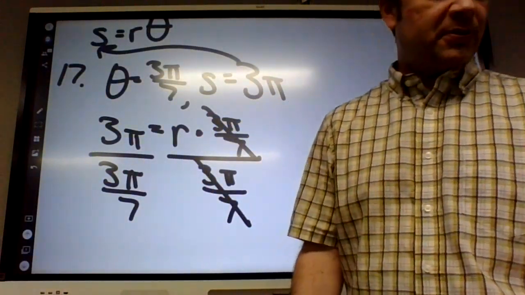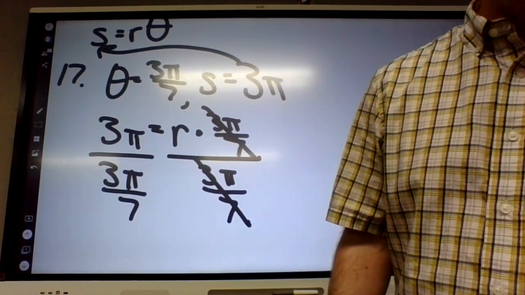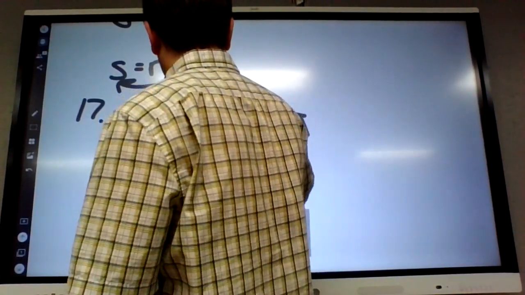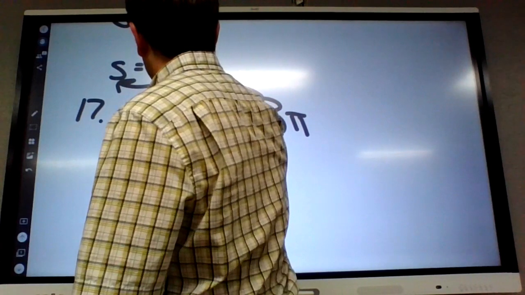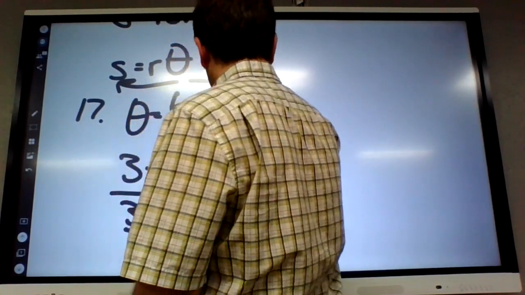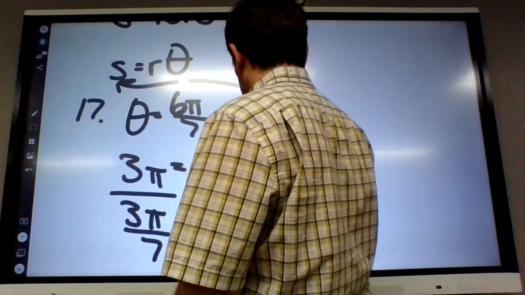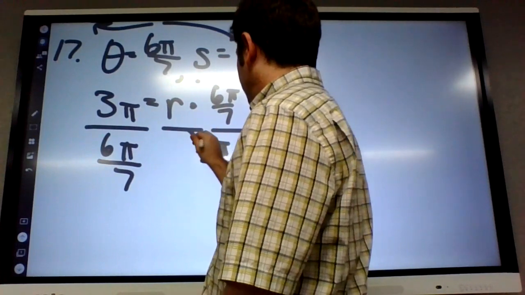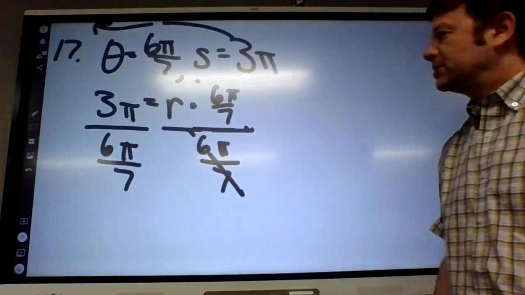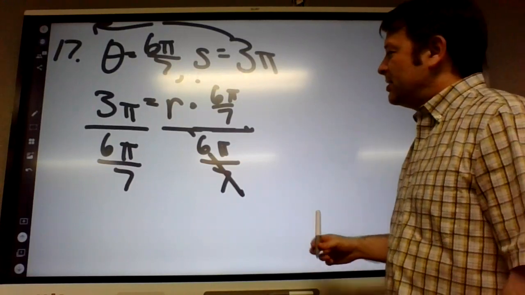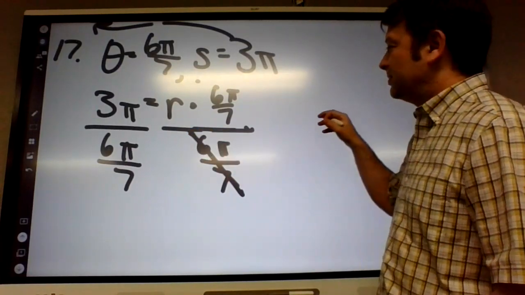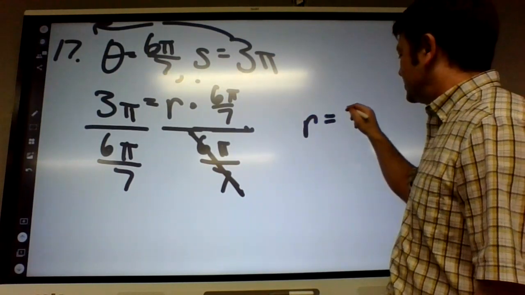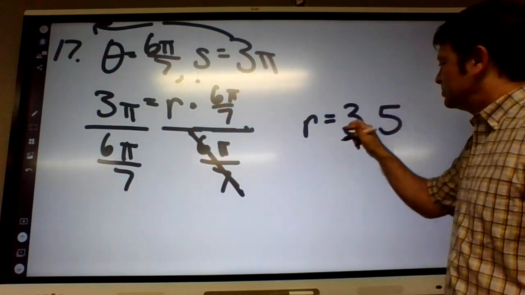Oh, I feel like I wrote something wrong. Did I copy something down wrong? 6 pi, oh, it's 6 pi over 7. That was supposed to be a 6 pi over 7. Remember the other class that didn't come out quite like that? So yeah, it's supposed to be a 6 right there. Should come out as 7 over 2, but they want a decimal, so it's 3.5.